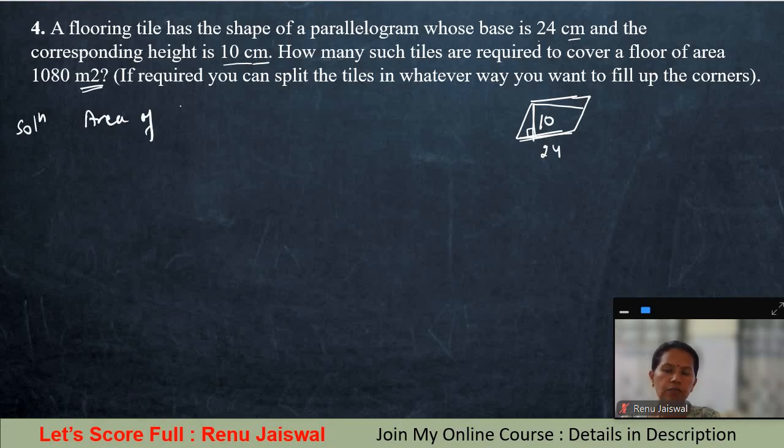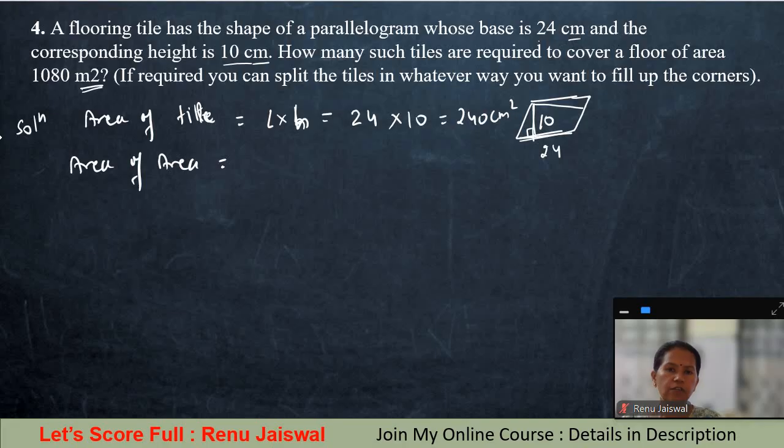So in the solution, what can we write? Area of tile. The tile is a parallelogram, so its area is length into corresponding height, which is base 24 and height 10 centimeter. It means it is 240 centimeter square. And the area of the floor has area 1080 meter square. So see, it is meter square.